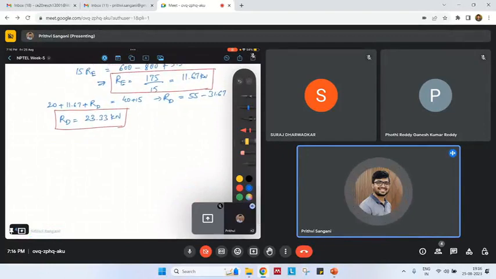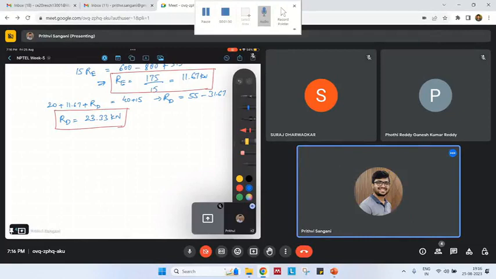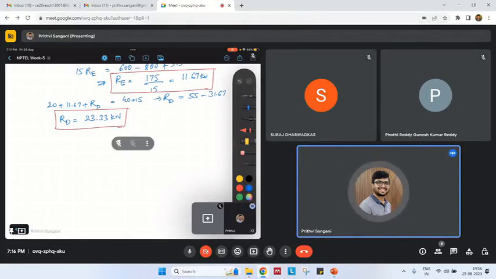What will be the conjugate beam for this? First we need to draw the bending moment diagram, right? So let us draw the real beam again. This is the beam which was given in the question. A, B, C, D, E, F, with an internal hinge at C, and a 40 kilonewton load. So this is the real beam.